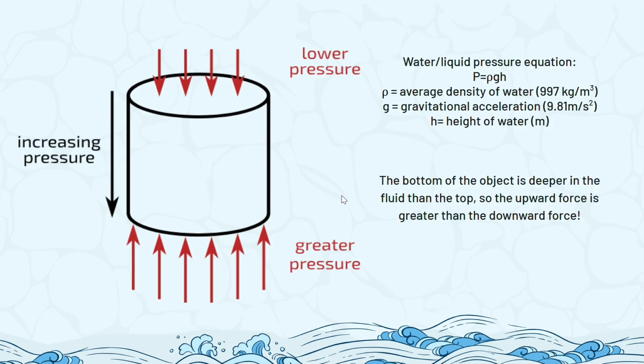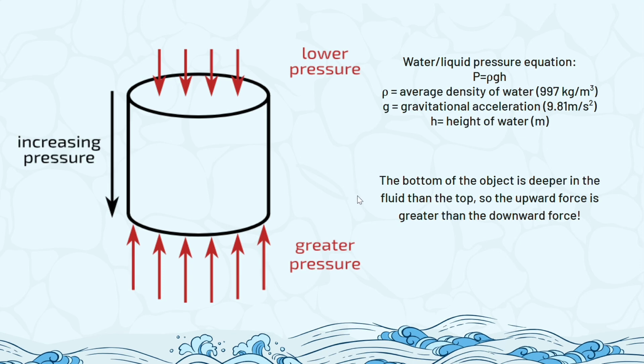The equation for water or liquid pressure is P equals rho times g times h. Again, rho stands for the average density of water, g is the gravitational acceleration, and h is the height of the water, which is basically the depth of the fluid.